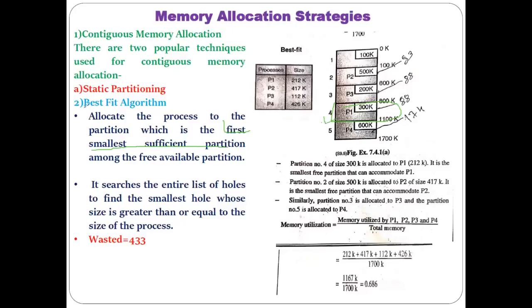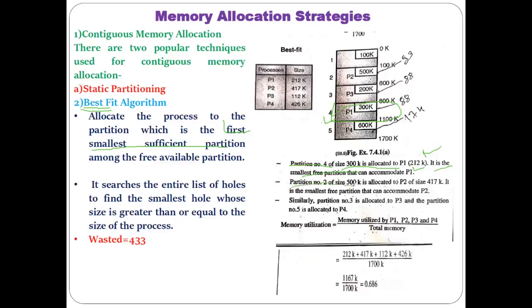Understood. So that is the best fit. That is what it is called, best fit. Partition number 4 of size 300K is allocated to P1, which is of size 212K. It is the smallest free partition that can accommodate P1. So that is the reason P1 gets accommodated into partition 4.